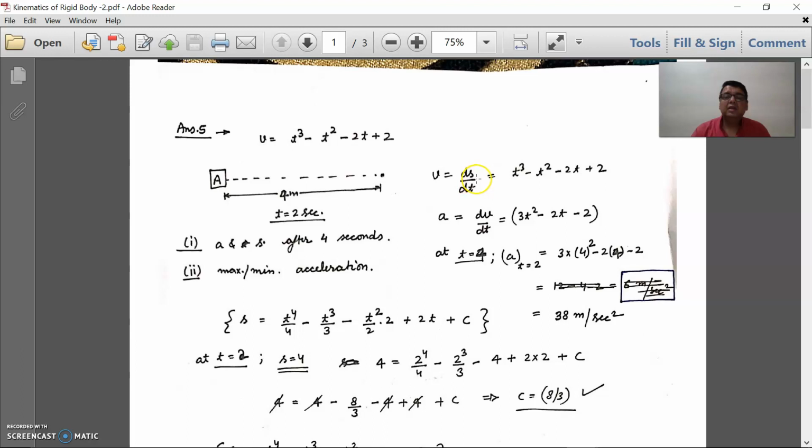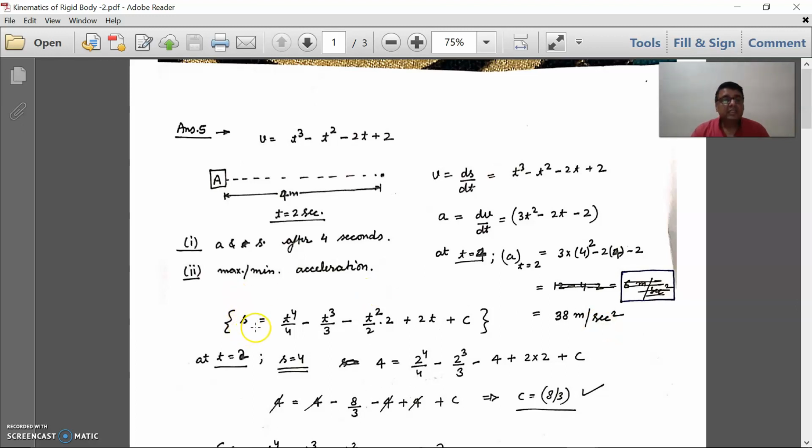So a is dv by dt, which is 3t square minus twice t minus 2, and at time t is equal to 4 seconds, it comes out to be 38 meters per second square.